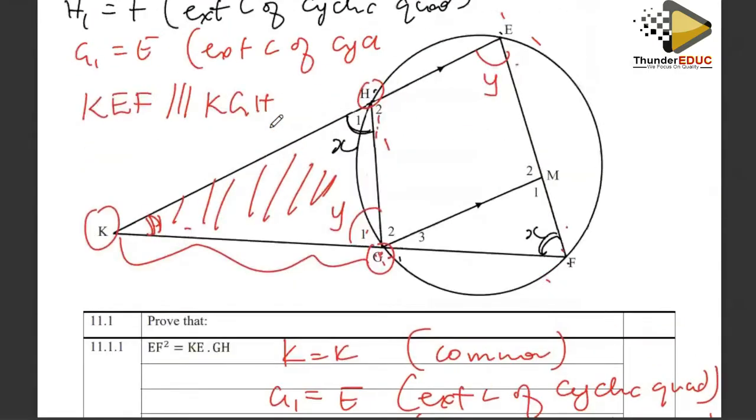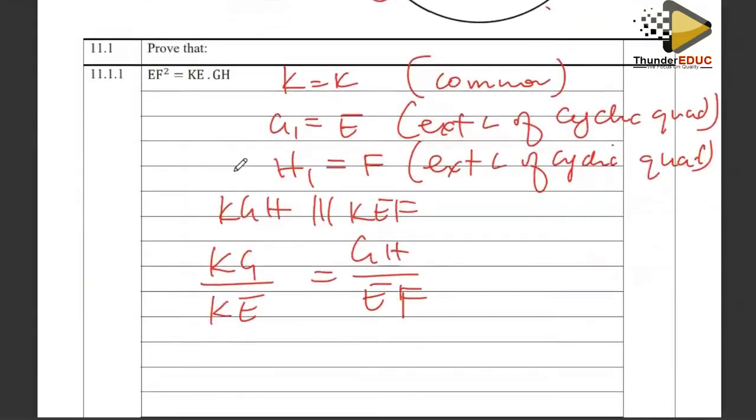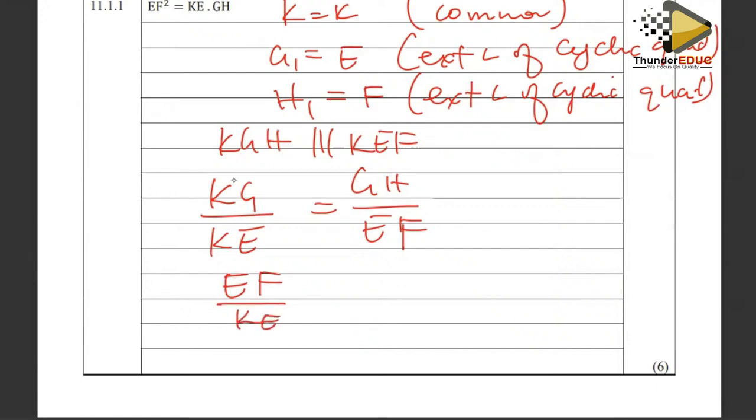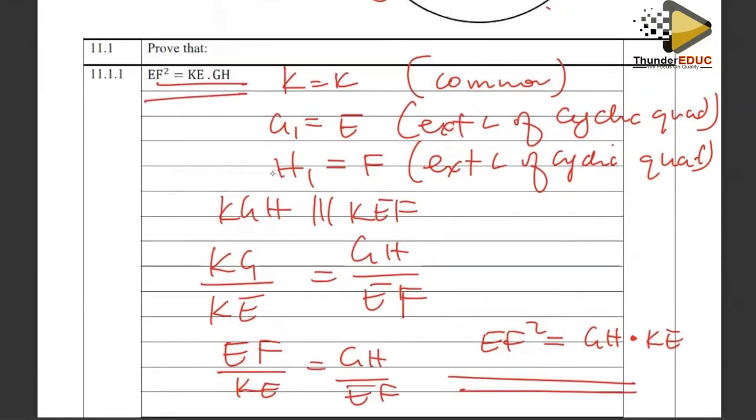EF. But the question also told us that KG is the same as EF. So where there is KG, we can put an EF somewhere. So meaning that we have EF over KE is equivalent to GH over EF. Cross multiply, we have our EF squared is equivalent to GH multiplied by the KE. So I think that is what the question has, and then that is how we would have obtained the 6 marks. So start by proving these two triangles. Reason is going to be angle, angle, and then angle.